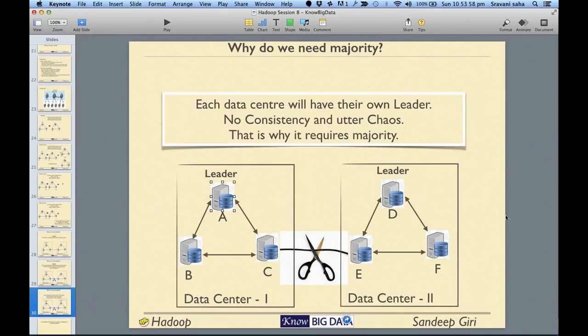So if data center 1 has 50 nodes and data center 2 has one node as the leader, how many total nodes are there in data center 2? Only one node. Okay, so there are 51 nodes in total, and in case this wire gets disconnected between data center 1 and data center 2, what will happen is somebody from data center 1 will become the leader.